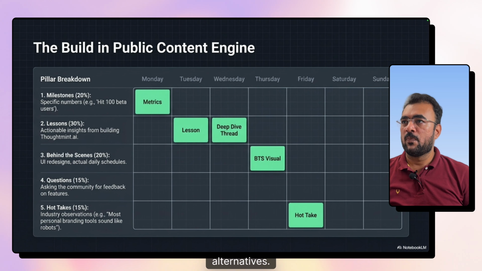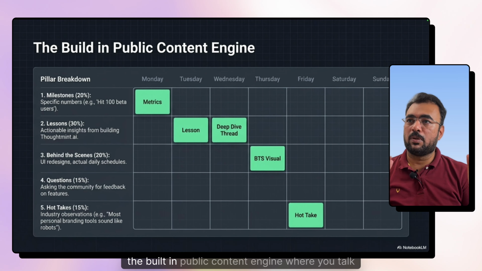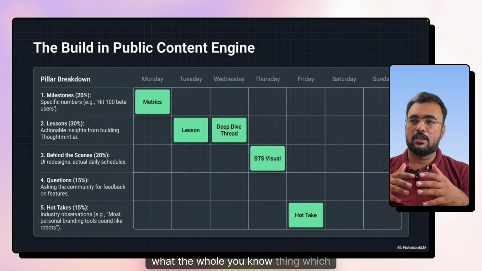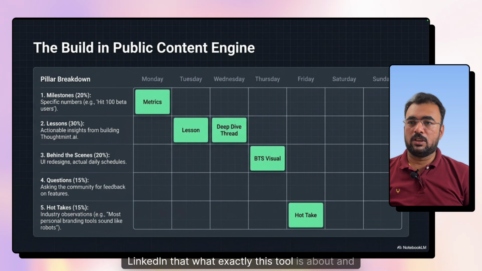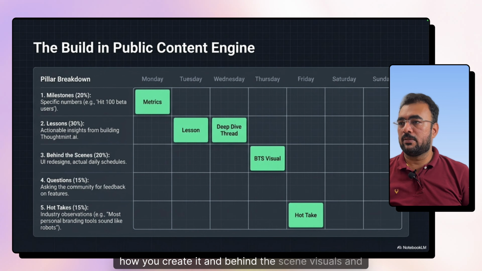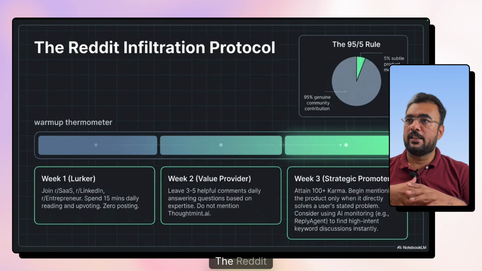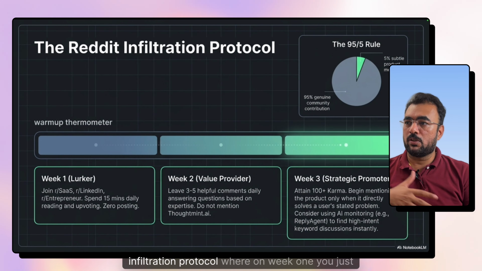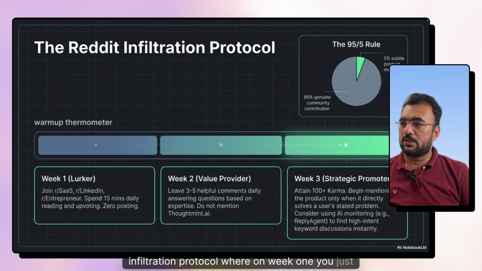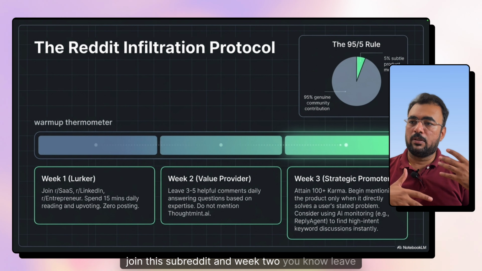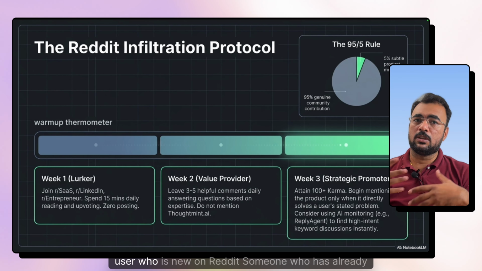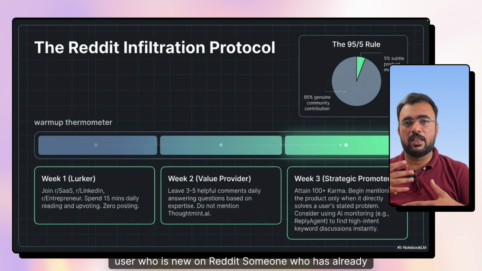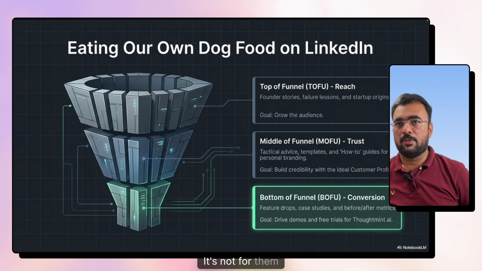manually. Those people will upvote when you launch it on Product Hunt or Hacker News or some other Product Hunt alternatives. And then it has created the built-in public content engine where you talk about the whole thing on Reddit, LinkedIn, what exactly this tool is about and how you created it, and behind the scene visuals and everything. The Reddit infiltration protocol, where in week 1 you just join this subreddit and in week 2 leave 3 to 5 helpful comments. This is for a new user who is new on Reddit, someone who has already karmas and everything, it's not for them.